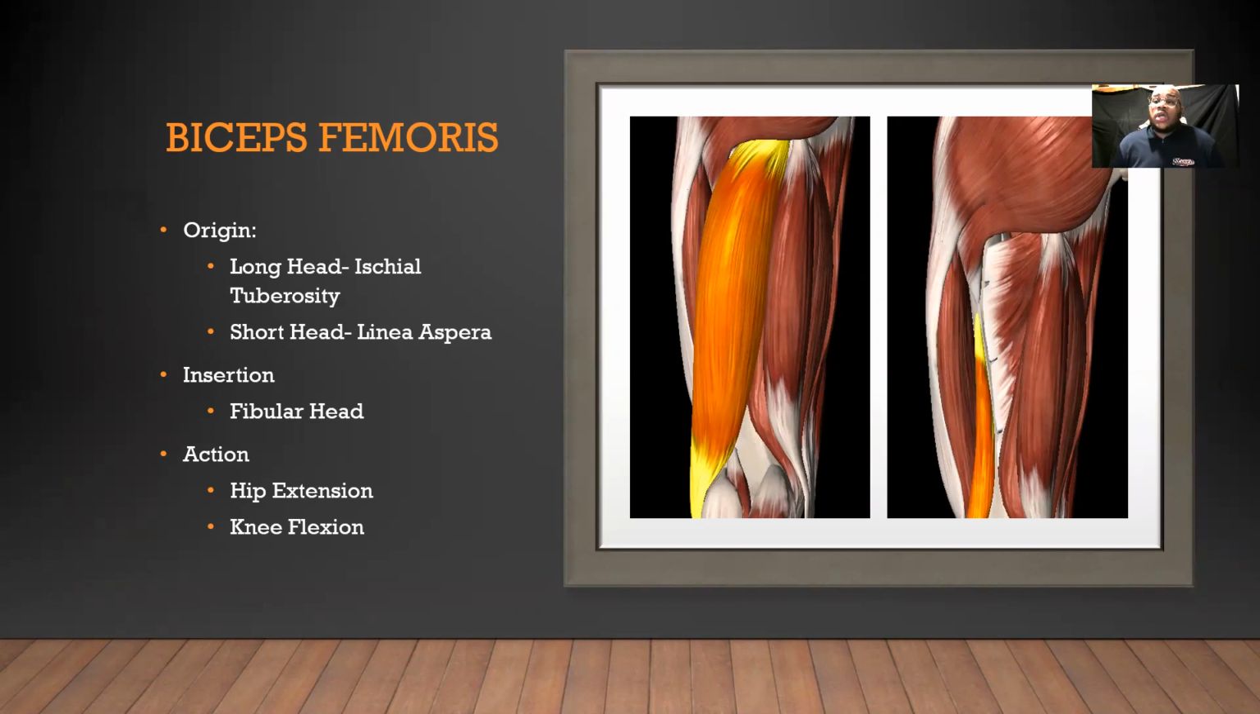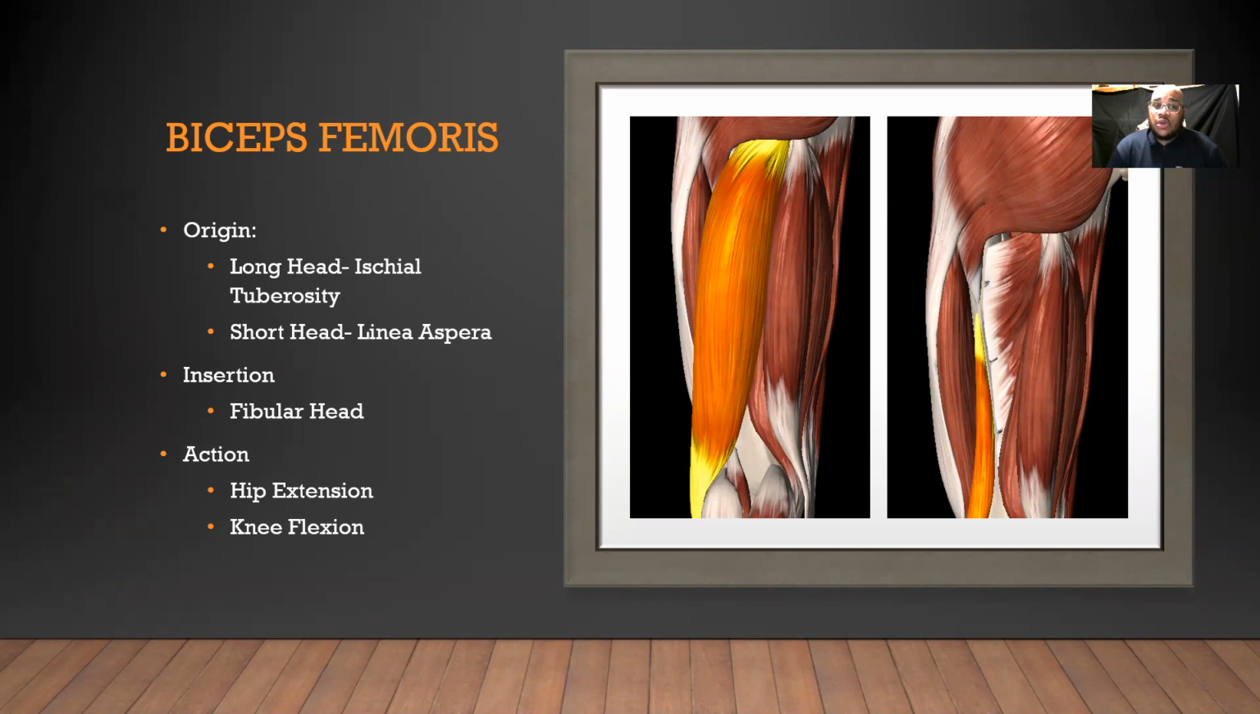This muscle is located on the lateral aspect of the posterior thigh, so it's going to be on the most outer part of your posterior thigh. It has two heads. The word biceps means two, right? Bi means two, ceps meaning head. It has two separate heads.